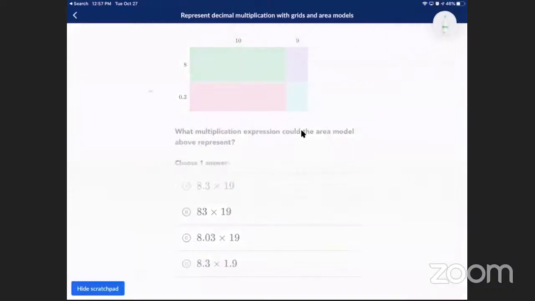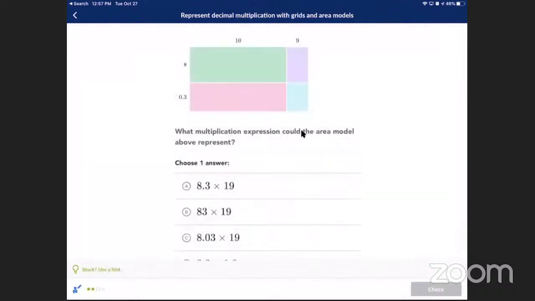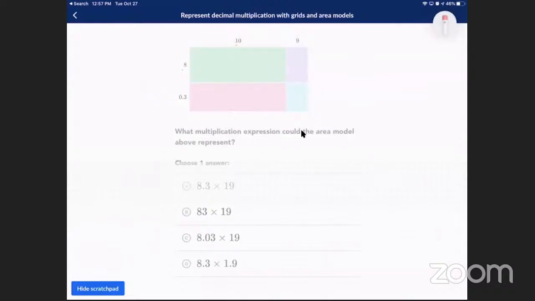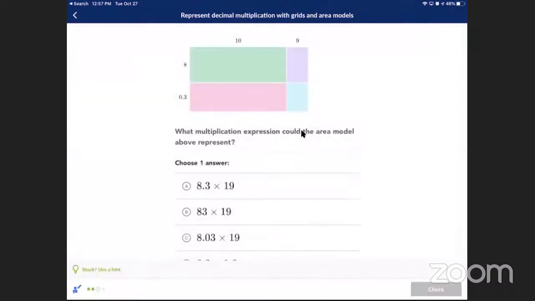You have here 8 by 10. 8 times 10 here is 80. Well, no, let's not do that just yet. Let's read the instruction first. It says, what multiplication expression could the area model above represent? So if this is 10 plus 9, that means 19.